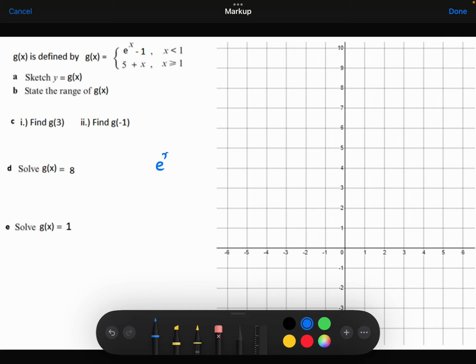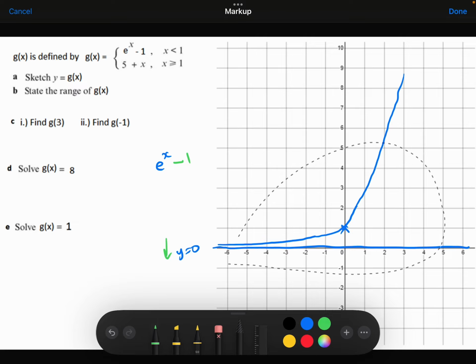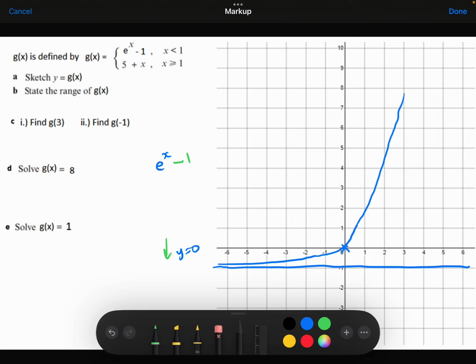I'm going to start by just drawing e to the power x that I know has an asymptote at y equals 0. I know it passes through the point 0, 1. So it's going to look something like this. Then I know that if I have a minus 1, that's going to move down 1 square in the y direction. So I'm going to take this whole graph, I'm going to move it down 1 square. So it's going to look something like that.